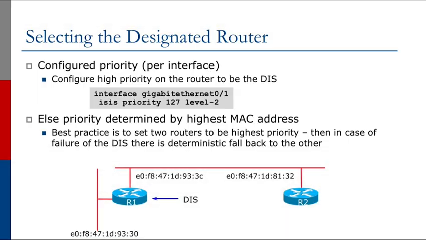Typically, there will be two high priority routers on the network. Even though ISIS only chooses one to be the DIS, operators would select one router to be the highest priority, 127, and a backup router to be the next highest priority, 126.